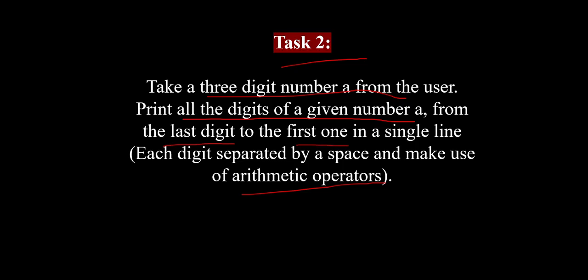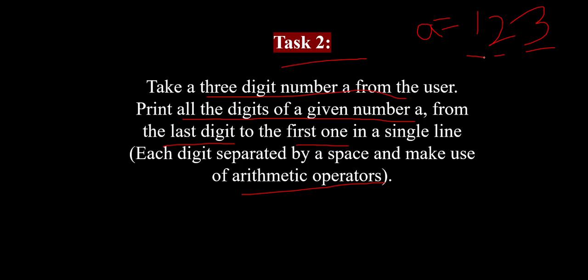That means you need to take a value. Let's say I'm taking any value a from the user, and the user is entering 1, let's say 2, 3. Let's say this is the input that the user is entering. So what I'm interested in is all the digits. That means I'm interested in 3, 2, 1. I need to separate, fetch and print them separated by space. I hope the question is clear.